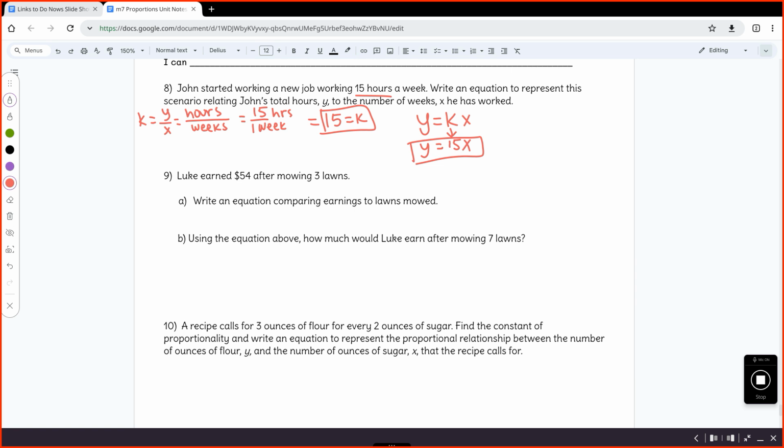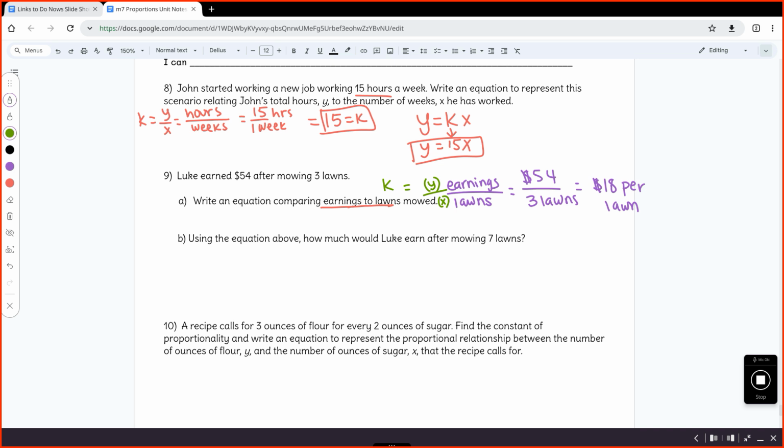All right, next here we have Luke earned $54 after mowing 3 lawns. Write an equation comparing the earnings to lawns. That's our ratio. So we're going to put earnings at the top over lawns. Our earnings are $54. Our lawns are 3. Okay, so now we're going to do 54 divided by 3, and we get $18 per lawn. And let's make sure we are aware that this would be y and this would be x, right? Because our k is always y divided by x.